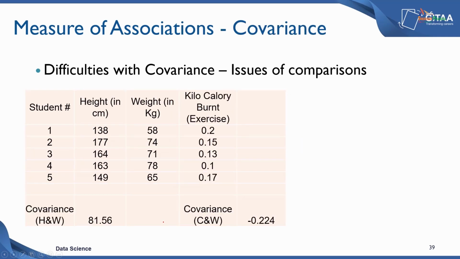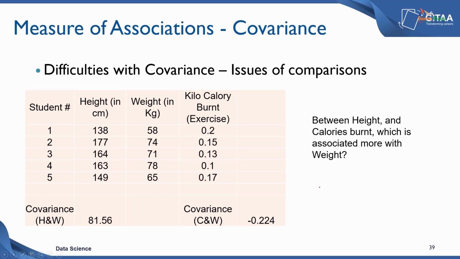This gets further complicated when you add a third variable. So 81.56 is the covariance between height and weight, and we had difficulty interpreting this number. Supposing somebody says, okay, now I have an additional piece of data: I know how much each student burns in terms of kilocalories through exercises, and we have a set of data available for each student.